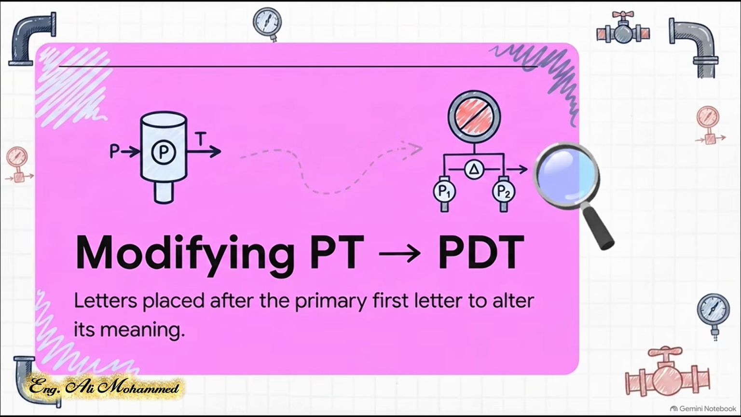But process control is rarely that simple, which brings us to modifiers. These are letters placed immediately after that primary first letter to tweak its meaning. For instance, a standard PT stands for pressure transmitter. But if we slide a D in there, it transforms into a PDT, a pressure differential transmitter. Just by adding that one single critical modifier, we've changed the instrument from measuring a single point of pressure to actually comparing two different pressures against each other.